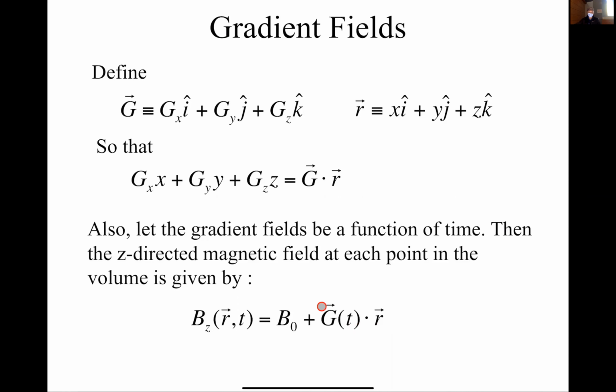Then if we take the dot product of G dot r, that gives me this, which tells me what this all adds up to give me my delta B. Because every gradient term, Gx x, Gy y, Gz z, has a little contribution to delta B, and so I have to add them all up to say what is the actual field I have at the location.